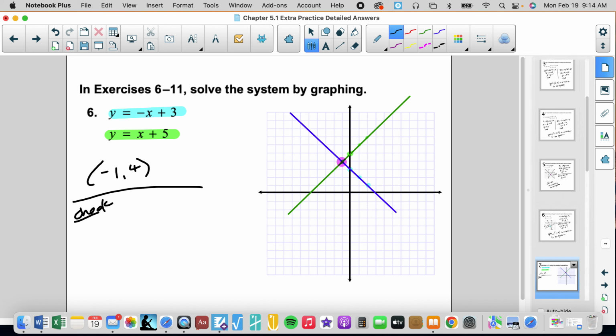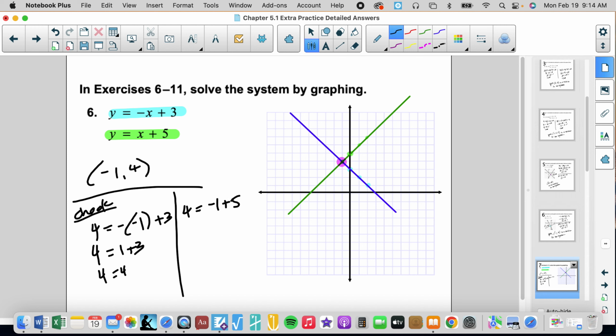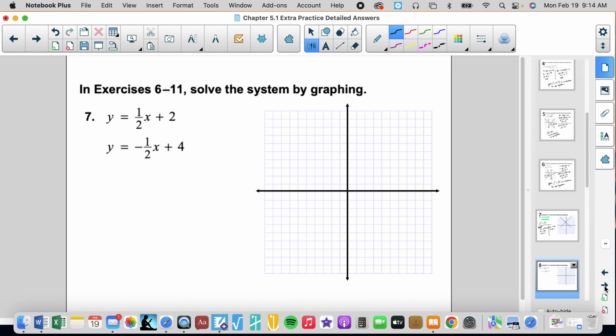We're checking just for purposes. 4 equals the opposite of negative 1 plus 3. 4 equals 1 plus 3, 4 equals 4. And we can check the other equation. 4 equals negative 1 plus 5. 4 equals 4. We're good. So that took less than 30 seconds.